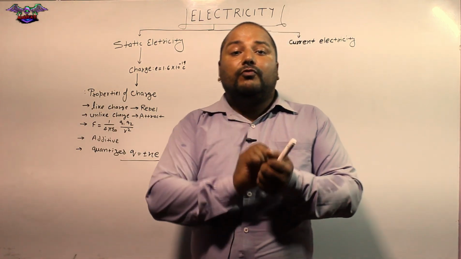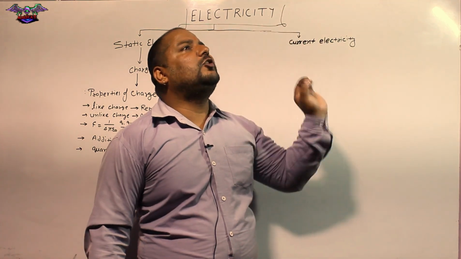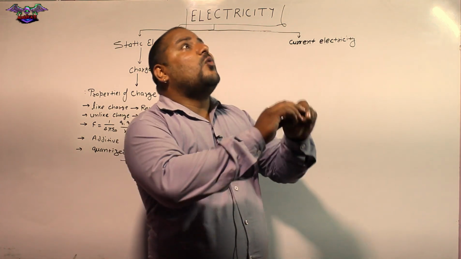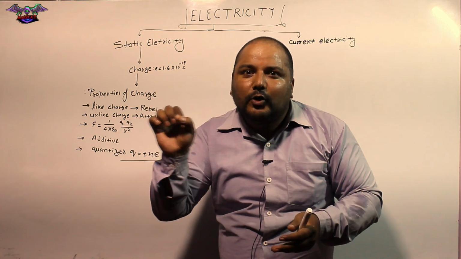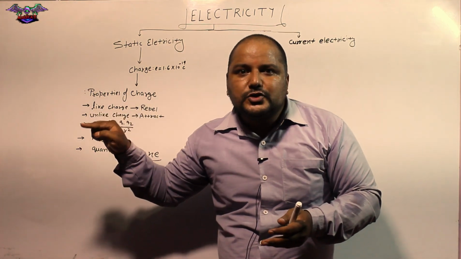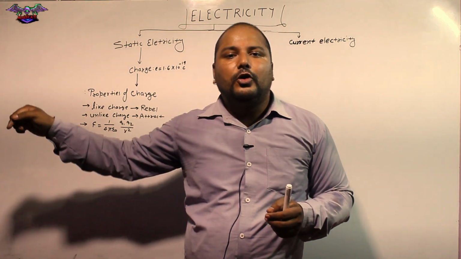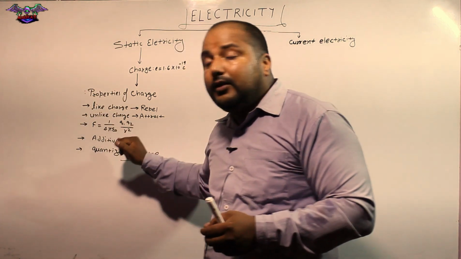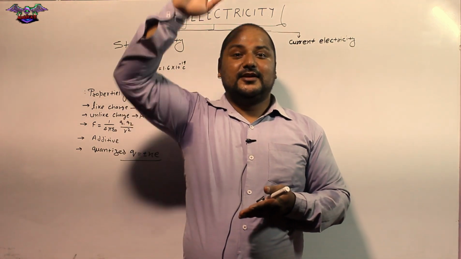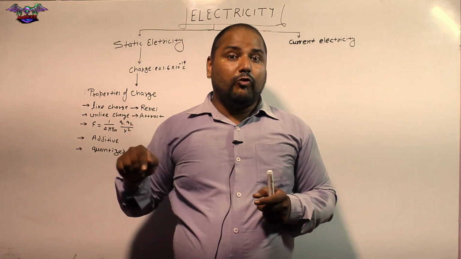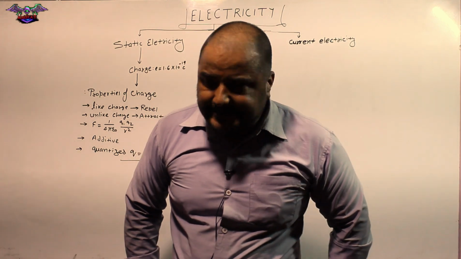Another property: if a number of charges are given and someone asks what the total charge is, I can add them. Q equals Q1 plus Q2 plus Q3 plus Q4 up to Qn. The last property was quantization of charge. We found the formula Q equals Ne, where N is the number of electrons.